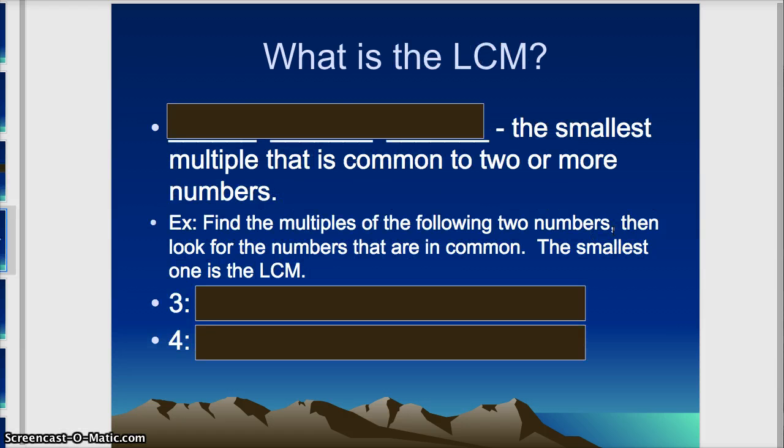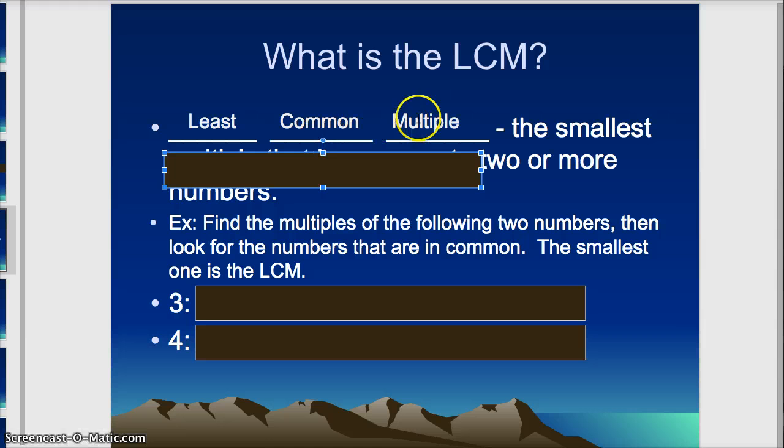So I keep saying LCM. Does anybody know what LCM is? It is the least common multiple. So least obviously means lowest. Common means it's a common characteristic. They share the same trait. And multiple, we already know what that is based on what we just did.